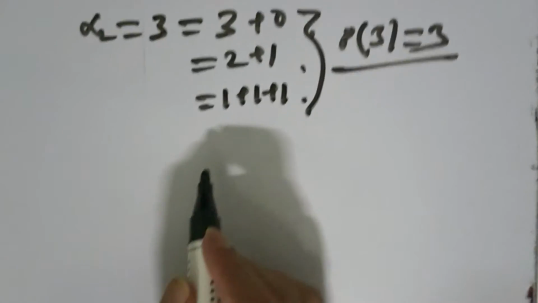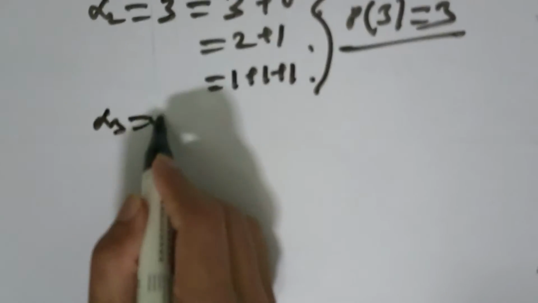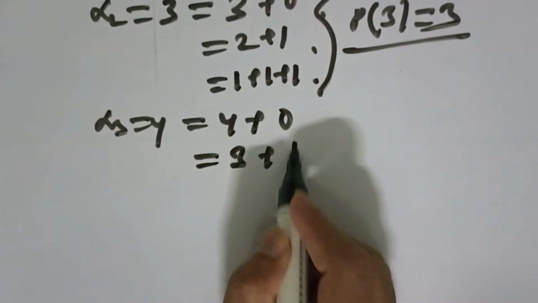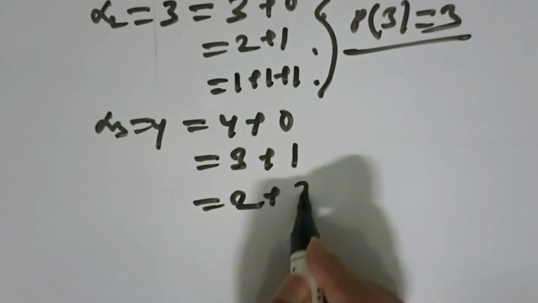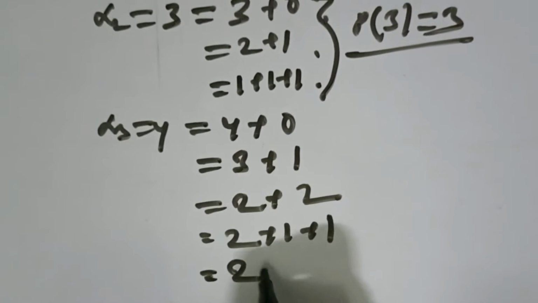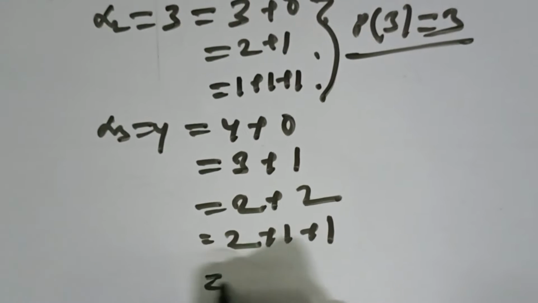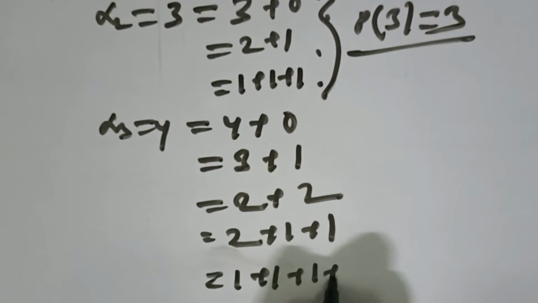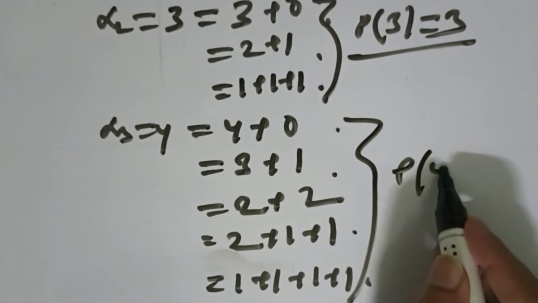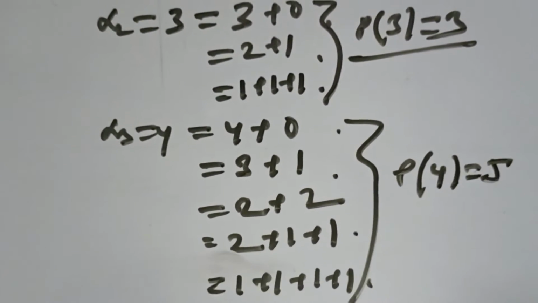Now what can be the partition for alpha 3 equals 4? Partitions of 4 will be either 4 plus 0 or 3 plus 1 or 2 plus 2 or 2 plus 1 plus 1 or 1 plus 1 plus 1 plus 1. So in this case we have 5 partitions. So the partition of 4 equals 5.